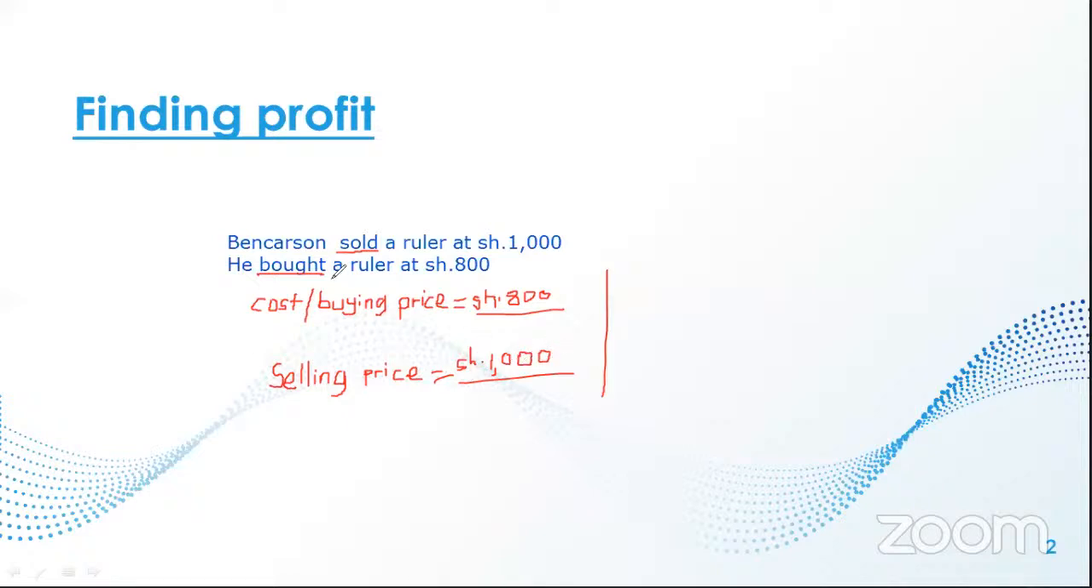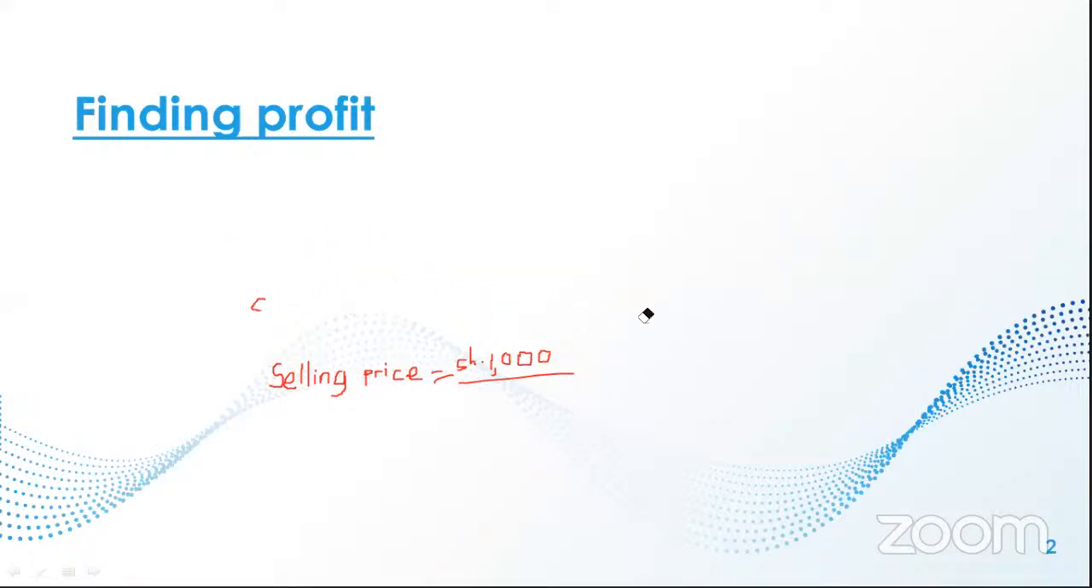So therefore, to get the profit, you are going to be subtracting, because selling price is higher. Selling price is higher than the buying price. So you are going to be subtracting selling price minus buying price in order to get the profit. So that is what it means by profit.